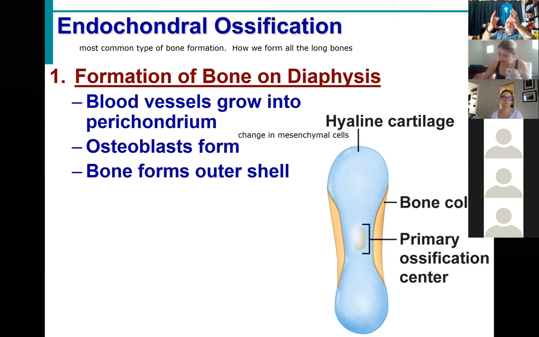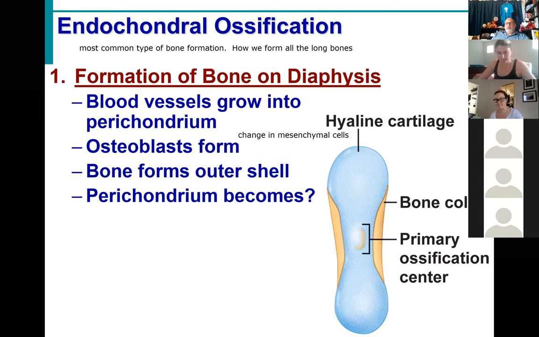And so what we start to get is a thin layer of bone that forms on the outer surface of our cartilage model, what we call the bone cuff or the bone collar. Either of those are acceptable terms. And again, fun with vocabulary. That dense irregular connective tissue housing the mesenchymal cells was sitting on top of hyaline cartilage, so we called it a perichondrium. But now it is sitting on top of bone. So what do we call it now? Periosteum. There you go, periosteum. Excellent.